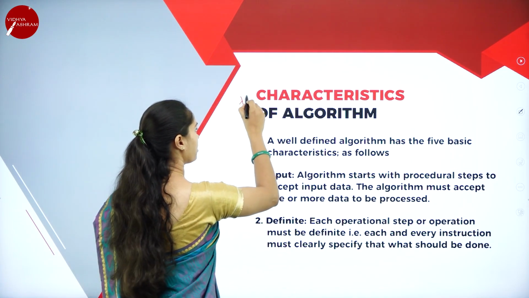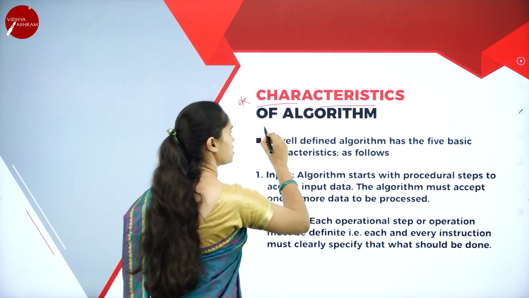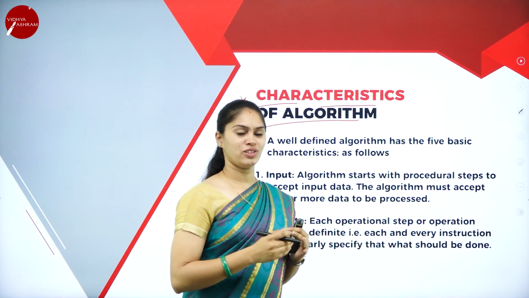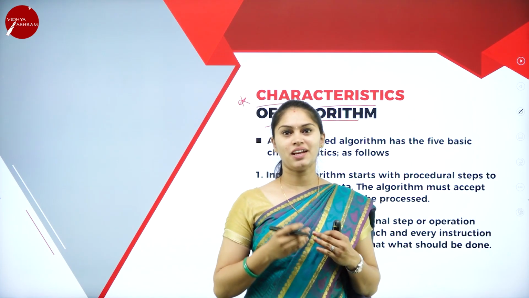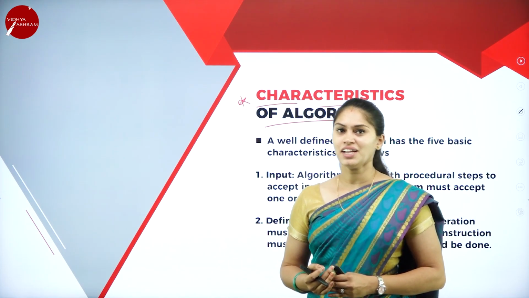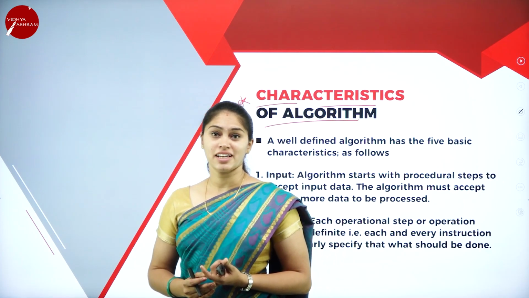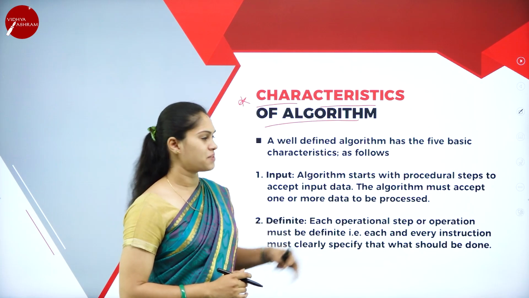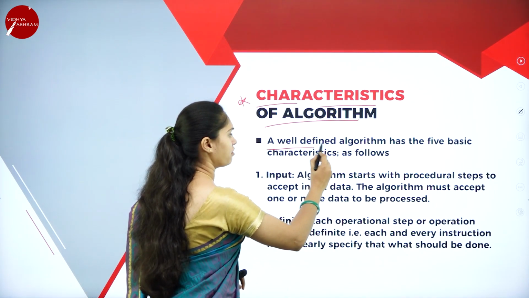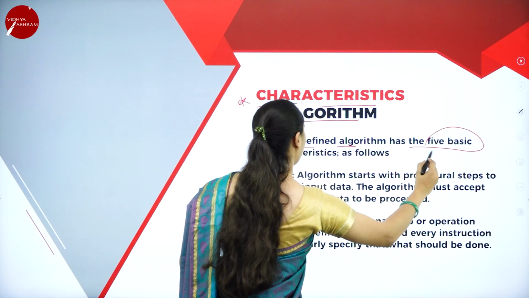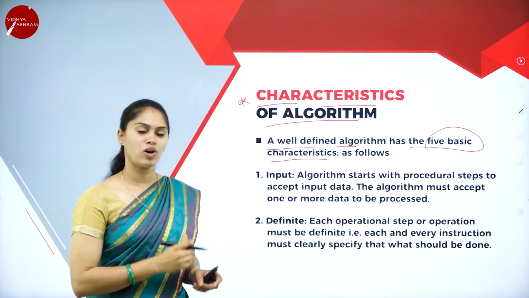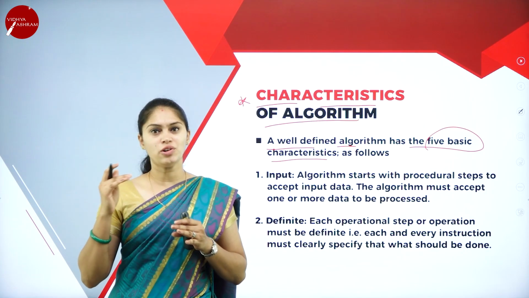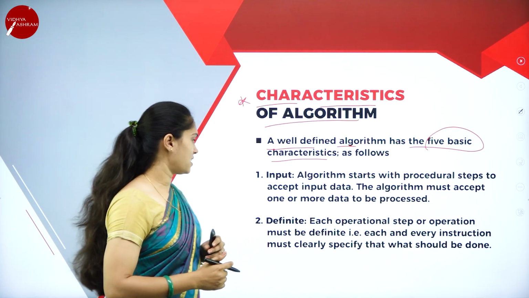So, a very important question: what are the characteristics of an algorithm? We know that it is a step-by-step procedure in order to solve a problem, right? So then what characteristics does it include? Here we have to concentrate on 5 characteristics. Okay, a well-defined algorithm has 5 basic characteristics. So how many characteristics must it follow? At least it must include 5 characteristics. So now we'll see one by one.